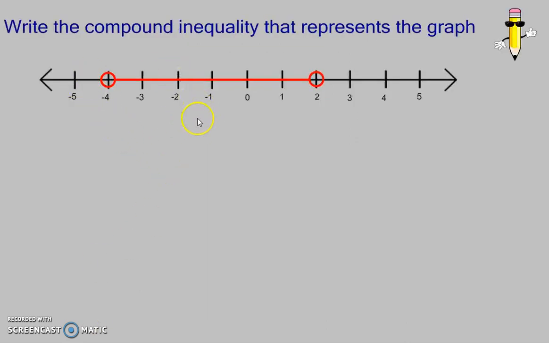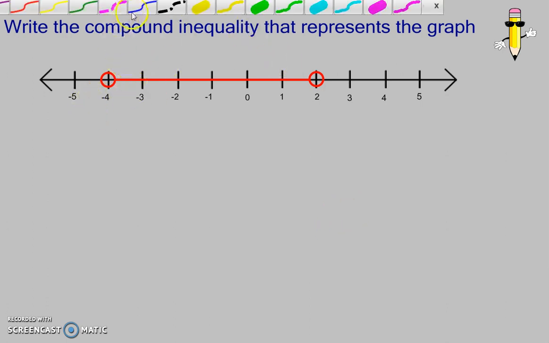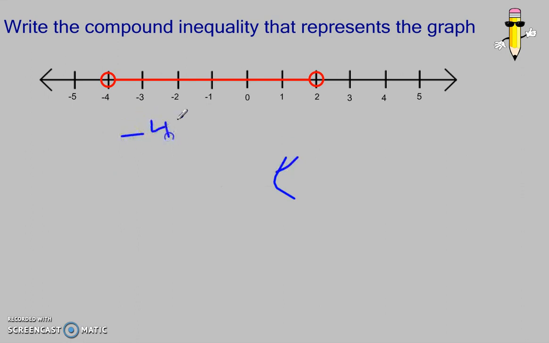So let's look at writing a compound inequality. We're going to look at the ends of this inequality. We have -4 here, and then 2. So we know that x has to be greater than -4, since -4 is not included. So we'll take the ends, -4, and x has to be greater than -4, and it has to be less than 2. Okay, and there you go. Writing a compound inequality.